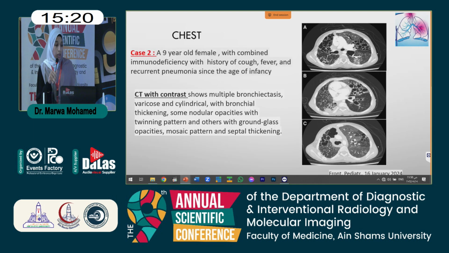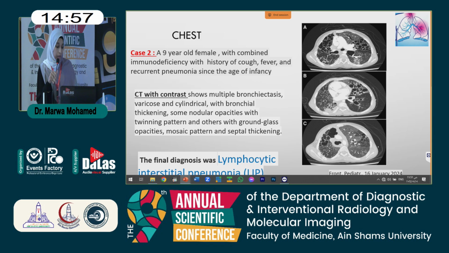Case 2. A 9-year-old female with combined immune deficiency with history of cough, fever, and recurrent pneumonia since the age of infancy. CT with contrast shows multiple bronchiectasis, varicose and cylindrical, with bronchial thickening and some nodular opacity with twinning pattern, and others with ground glass opacities, mosaic pattern, and septal thickening. The final diagnosis was lymphocytic interstitial pneumonia.